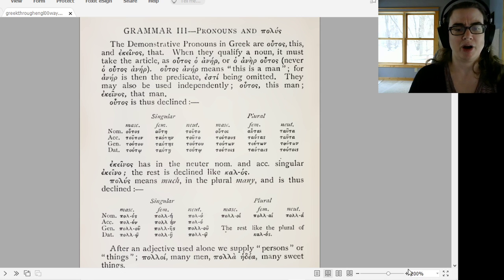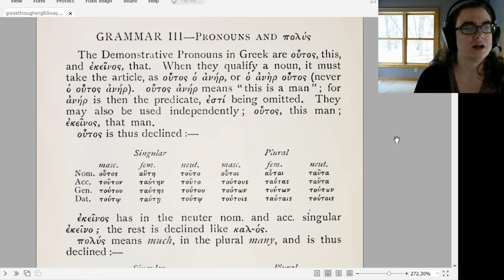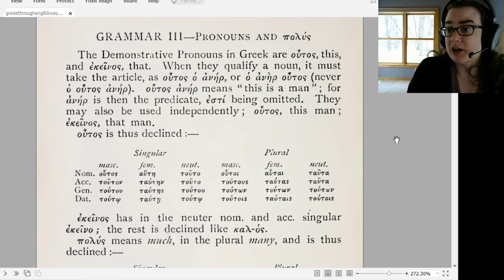Let's zoom in a little bit more. Go away. Away. All right. Hey, Ross. How are you?